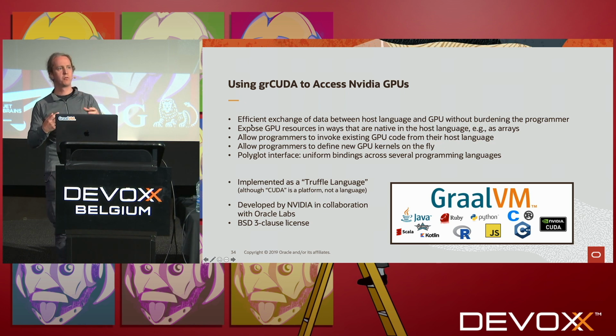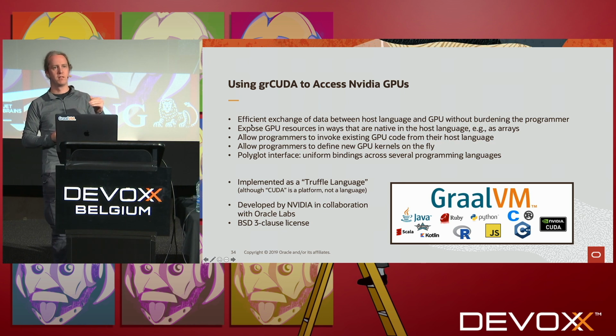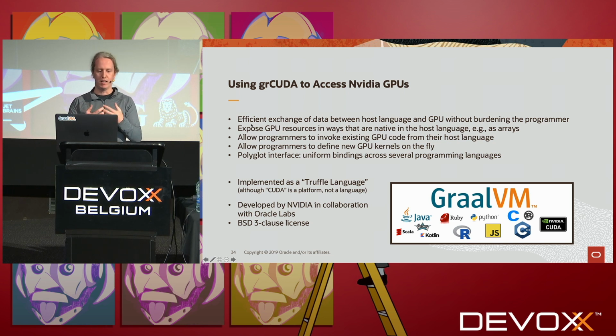It will expose the GPU resources, for example, memory or compute, in ways that are native to the language that you're using. If you have some memory mapped on the GPU that contains an array, then this should look like an array in whatever language you're using. In order to execute GPU kernels, either existing kernels, or you can also define your own GPU kernels on the fly, GraalCUDA has support for that as well. And the interesting part is that it's one set of bindings for CUDA that works for all languages on GraalVM. And they work the same in all languages. The way this is done is by implementing GraalCUDA as a Truffle language, which is not 100% correct because CUDA is not a language, but it allows it to work with all the other languages very efficiently.